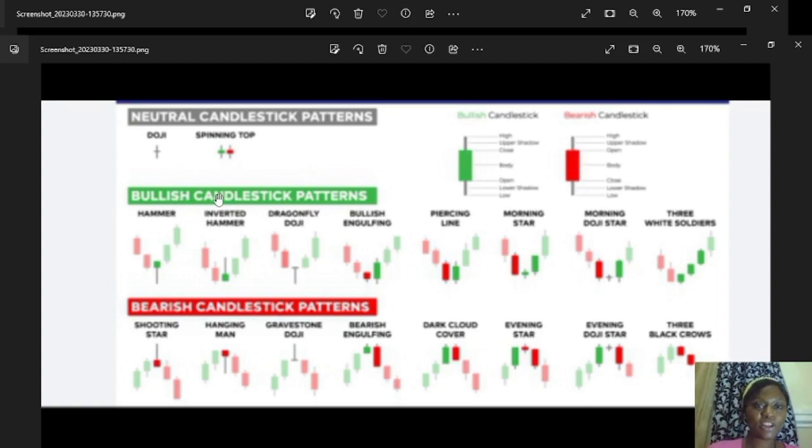So we now talk about the bullish candlestick patterns. We've seen the hammer in my previous picture. You saw the hammer when it forms at the support area of the market in the bearish trend. That means the market is about changing from being a bearish trend to a bullish trend. Inverted hammer, when it forms at the support of a bearish trend, it shows the market is about changing from being a bearish trend to a bullish trend.